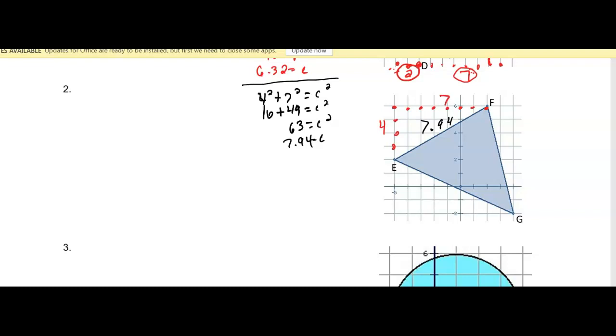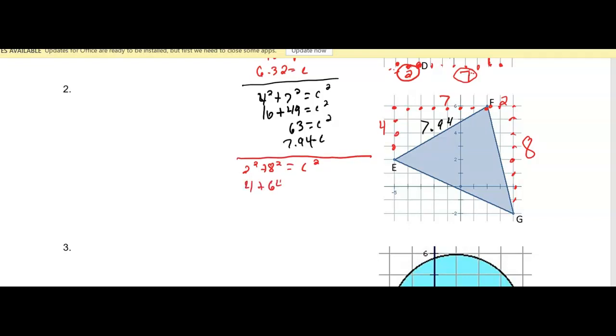If I'm going to go from G to F, make a right triangle: 1, 2, 3, 4, 5, 6, 7, 8 steps up, and then 1, 2 steps to the right. So now this is unique. We're going to have to do a Pythagorean theorem for this one. 2 squared plus 8 squared equals C squared.